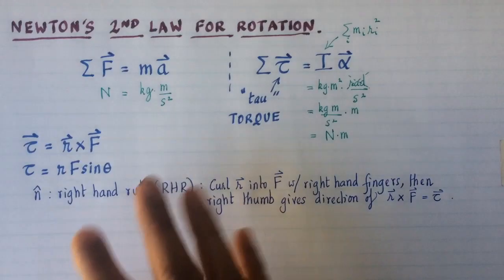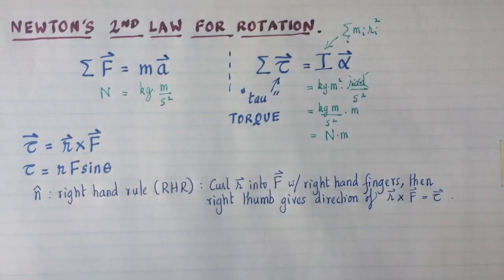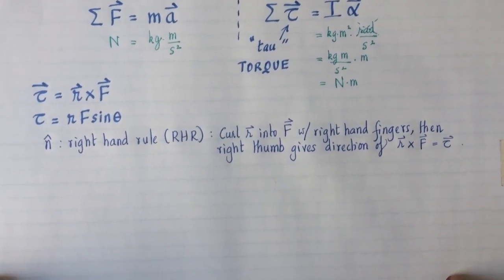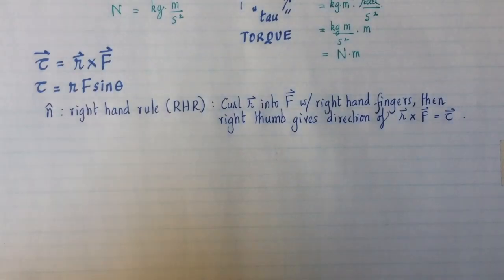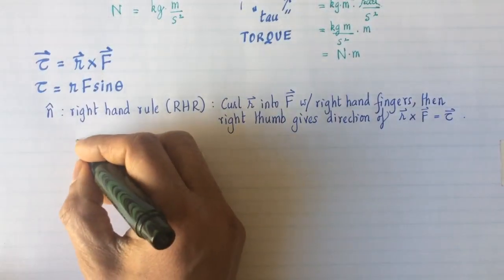So now let's take a simple example of how to operate with this second law, and let's do it in a concrete problem situation. So I have here a massive pulley.